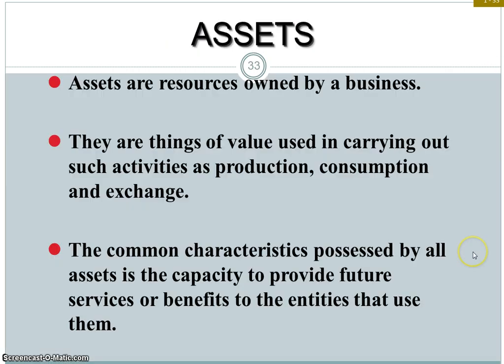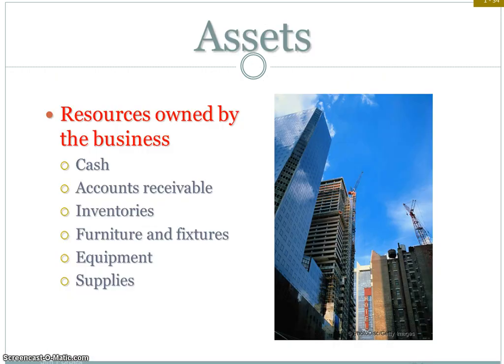Assets. Assets are resources owned by a business. They are things of value usually used for the operation of the business. Things like cash, accounts receivable. Accounts receivable is like when you sell to a customer and he doesn't pay you right away and he owes you. For instance, you might use your telephone service for a month and then pay it at the end of the month.